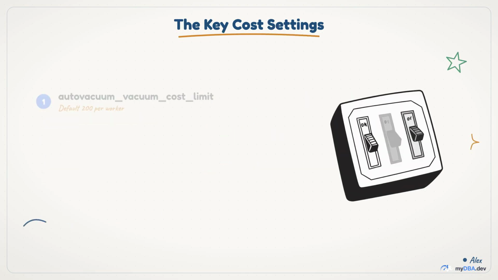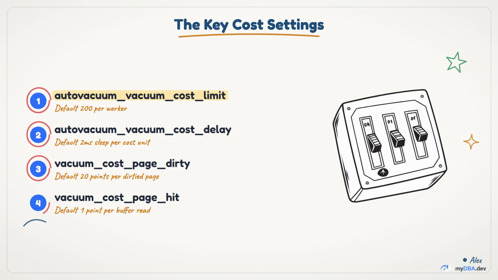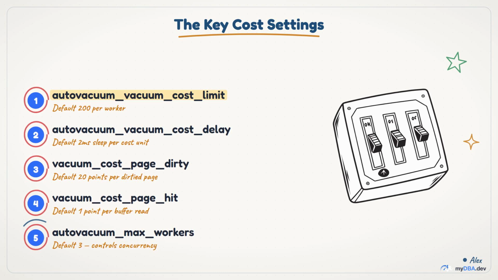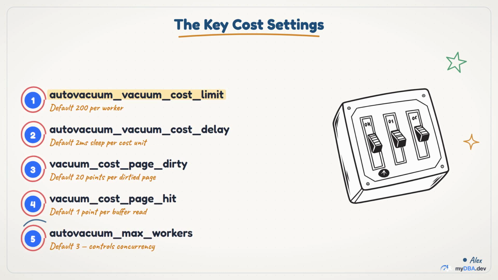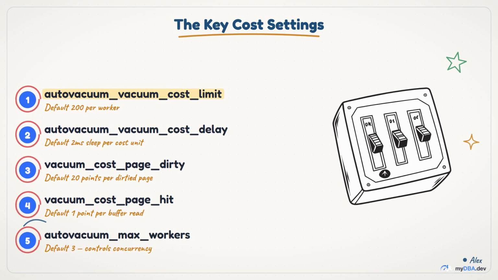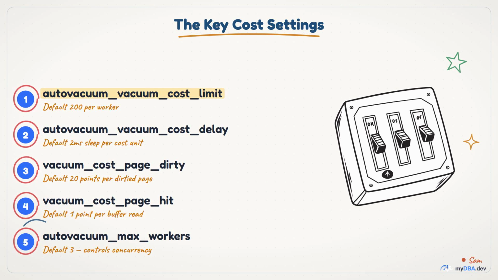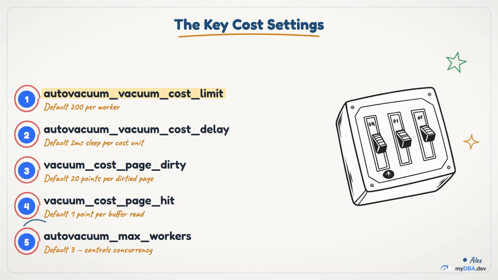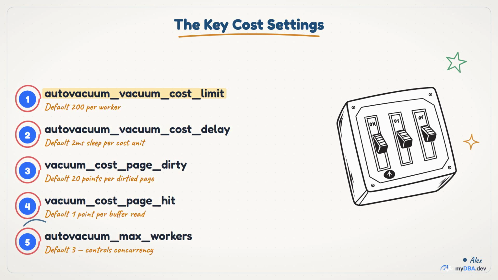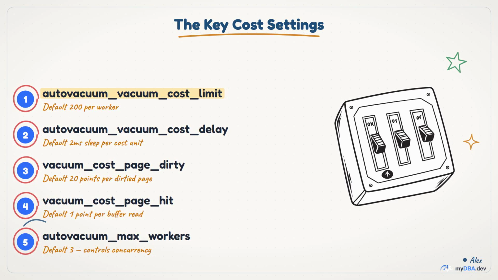Here's what you're tuning. autovacuum_vacuum_cost_limit defaults to 200. That's the budget per worker unless overridden. The delay is 2 milliseconds per cost unit by default, so workers sleep periodically as they accumulate cost. Wait, so each worker has its own budget? Right. Each worker operates with its own cost limit. More workers help with concurrency, vacuuming multiple tables at once, and each can be tuned independently per table.